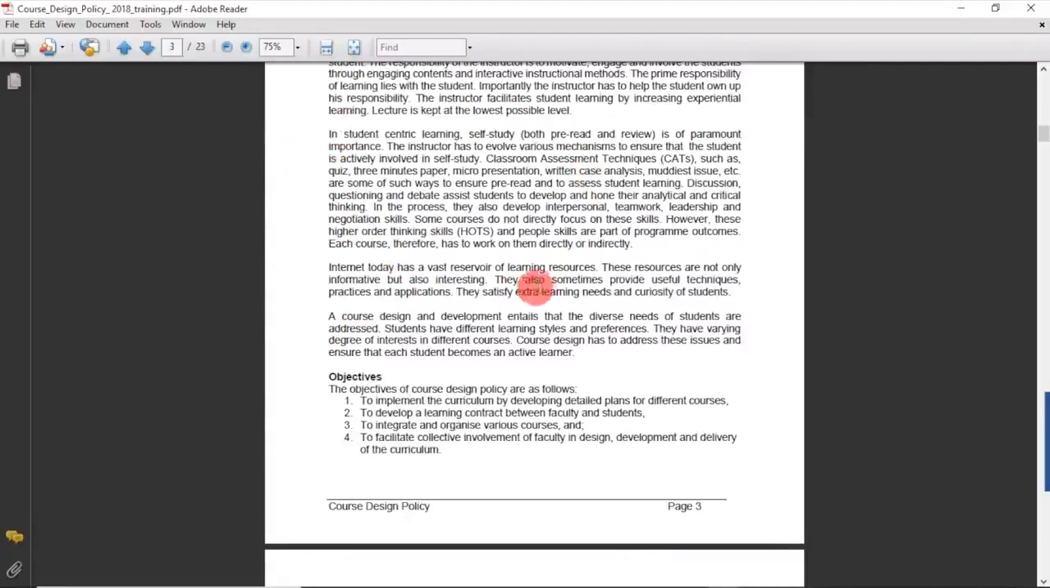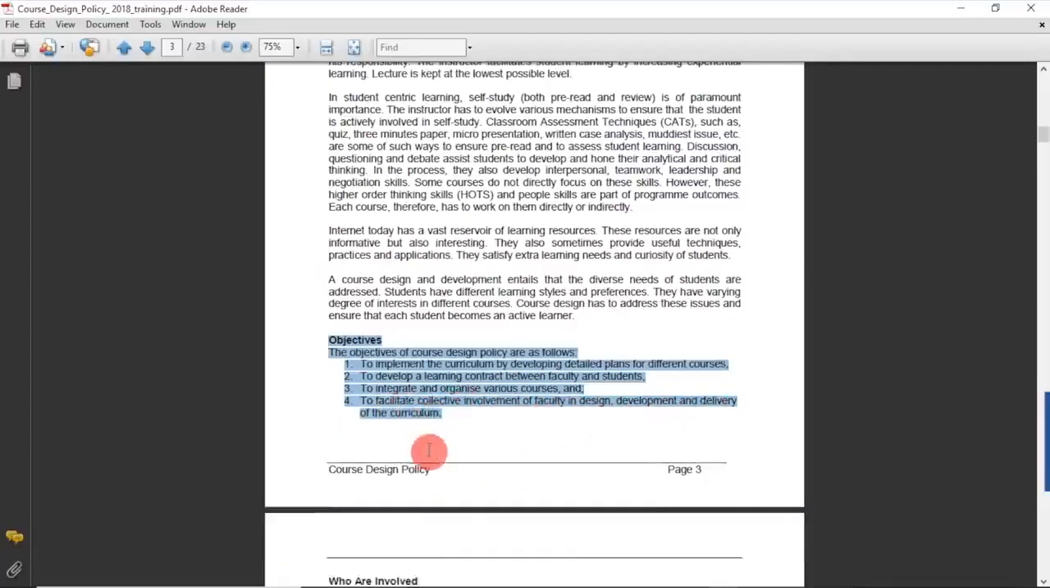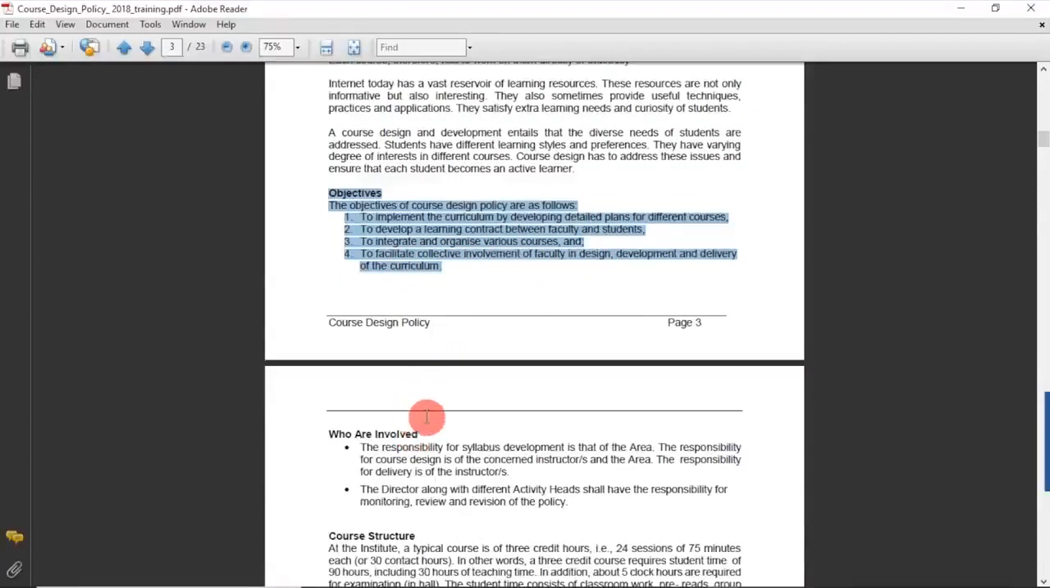Now once you go through these paragraphs, and I will request the coordinators to provide you with a copy of this. See these objectives. What were the objectives of this particular course design policy? The objectives of the course design policy are as follows: to implement the curriculum by developing detailed plan for different courses, to develop a learning contract between faculty and students, to integrate and organize various courses, to facilitate collective involvement of faculty in design, development, and delivery of curriculum.